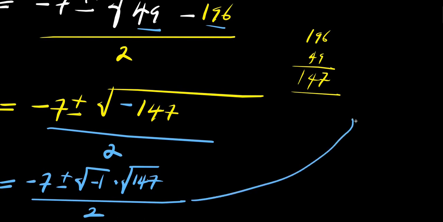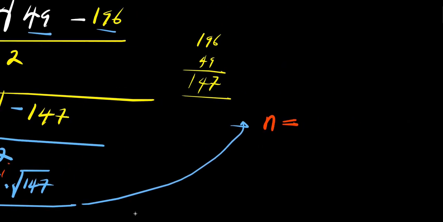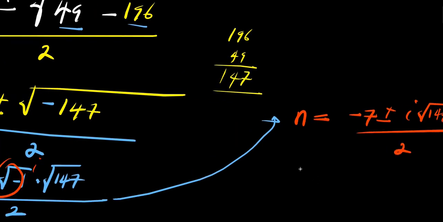So we continue from here. Now remember, the square root of negative 1 here is i, that's the imaginary number i. So we are going to replace this square root of negative 1 here with i. So we have n equals negative 7 plus or minus i times the square root of 147. This is divided by 2, right?